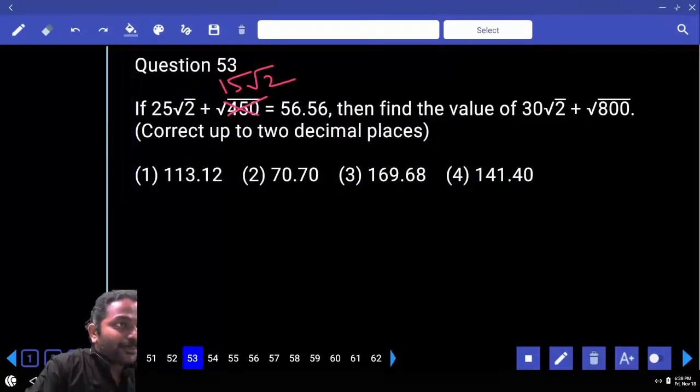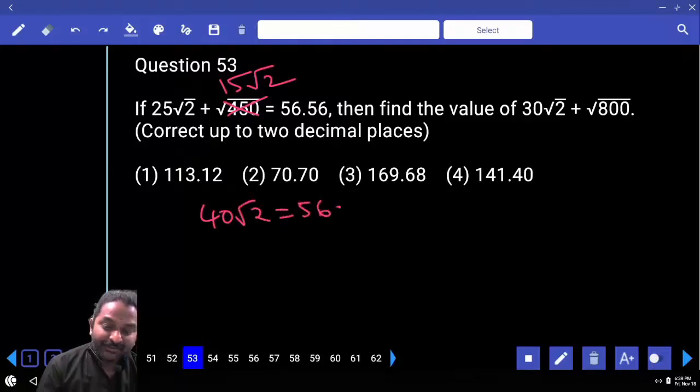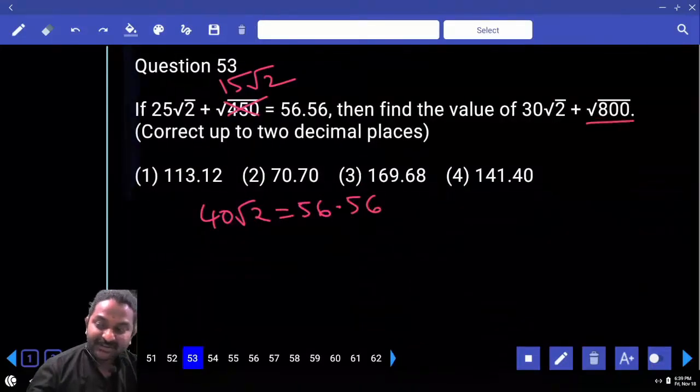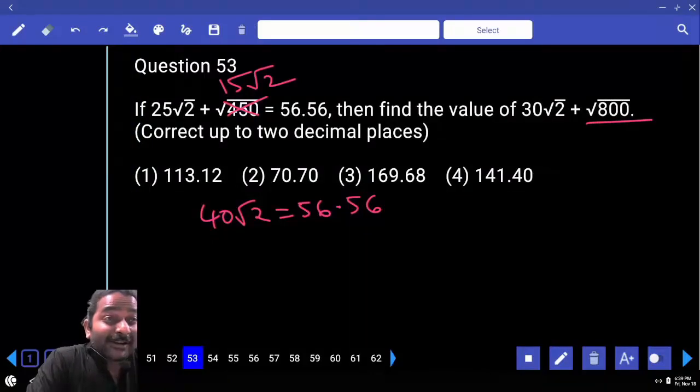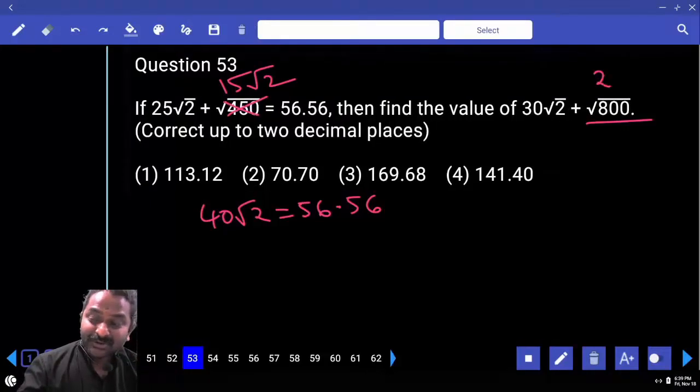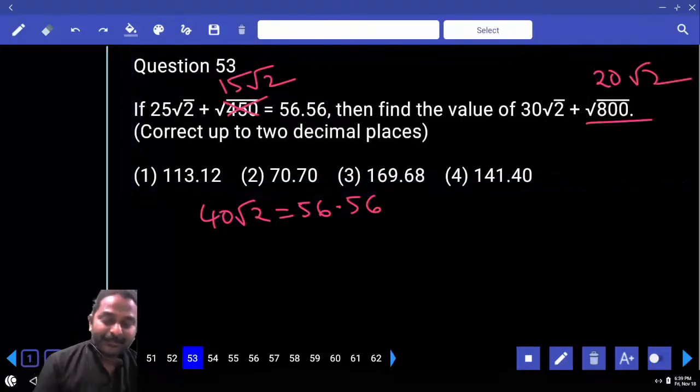25 root 2 plus 15 root 2. Come on, 40 root 2, which is equal to 56.56. Now, under root of 800. 800, next factor, highest factor, 400. We can write it as 20. So the under root of 800 value becomes 20 root 2 only. 30 root 2 plus 20 root 2. 50 root 2 is equal to how much?